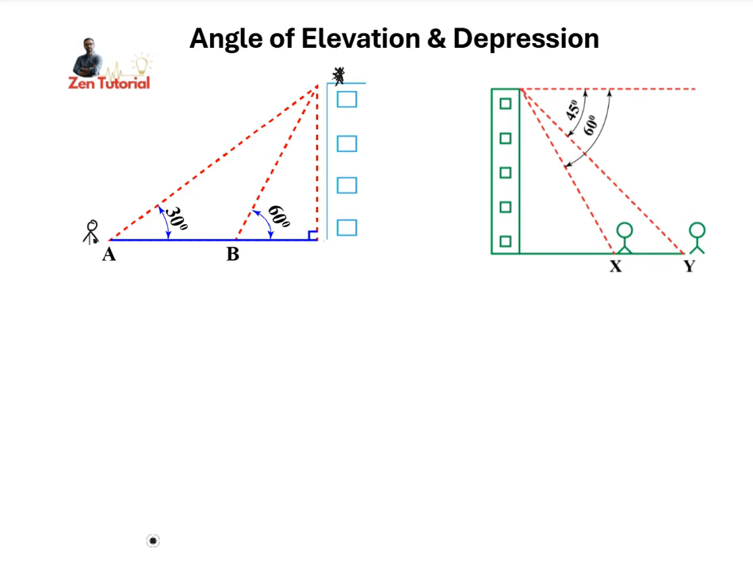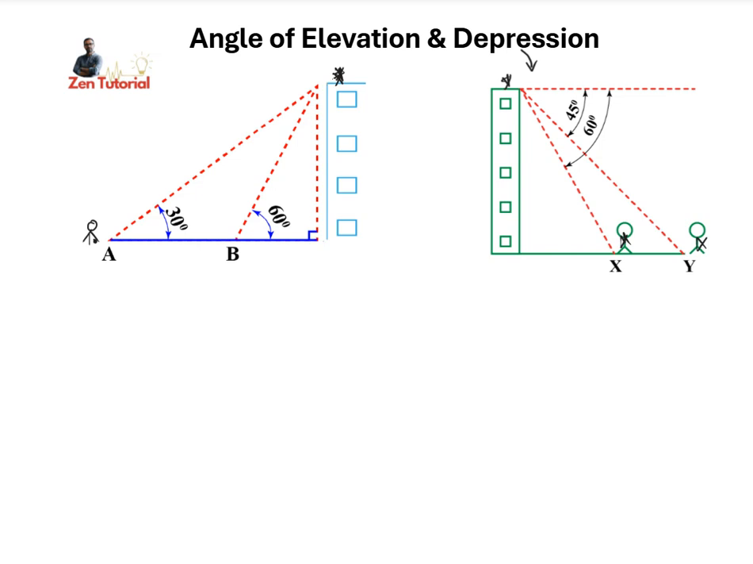Now it's time for depression, or angle of depression. Now you are standing here, and here are two objects, one at point x, another one at point y, the second object. So how do we define the depression angle?